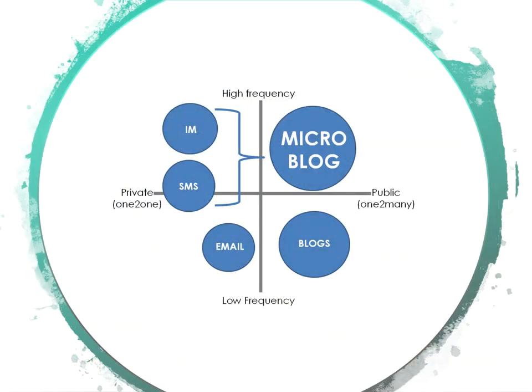So what's different between a blog and a microblog and other forms of interaction? Well, this is a very simple diagram here, but I quite like it. For starters, you've got on one axis private or public, and on the other axis, you've got the level of frequency. So when you just think about blogs and instant messaging and SMS and email and so on, and where they fit into this particular diagram, I think it's quite nice to see what's going on here.